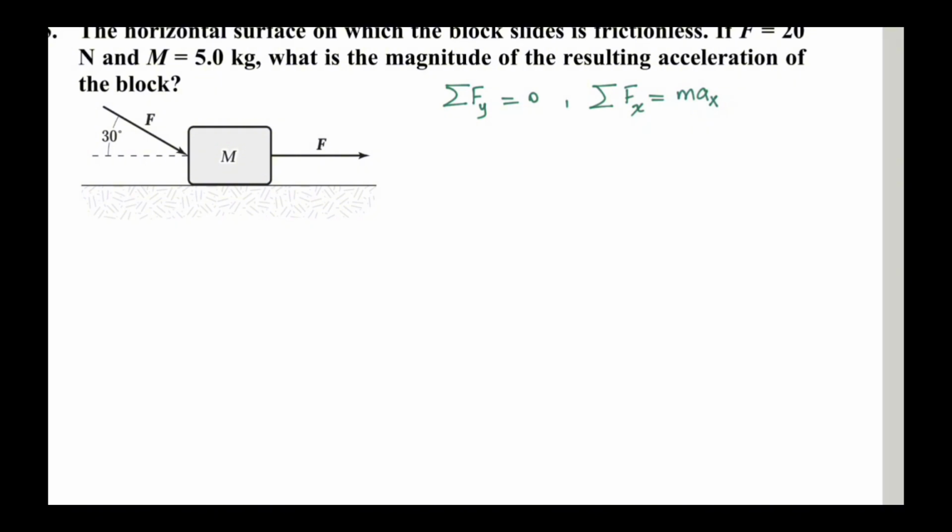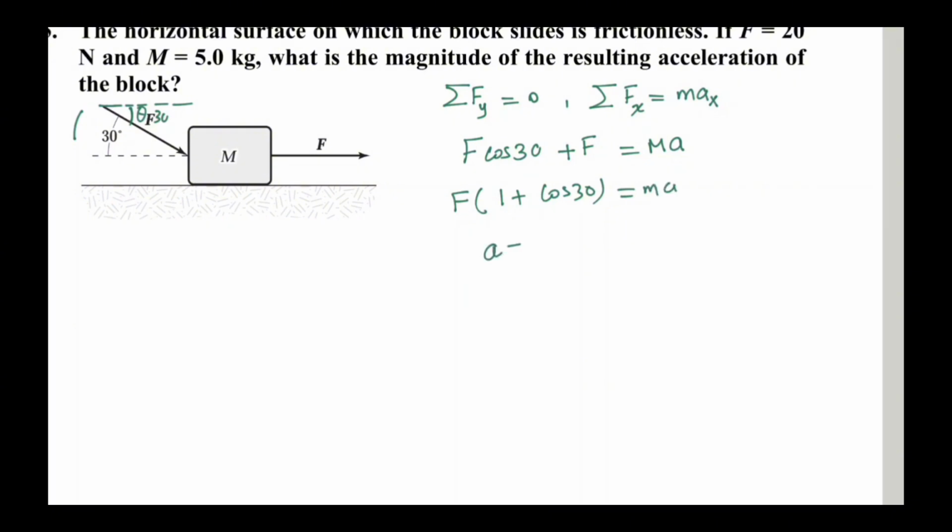And let's analyze forces on x. We have here F and we have F. Remember, we're taking the angle with the tail, not with the head. So this is theta, which is 30 in this case. F cosine 30 plus F is equal to MA. F in this case, 1 plus cosine 30 equal to MA.